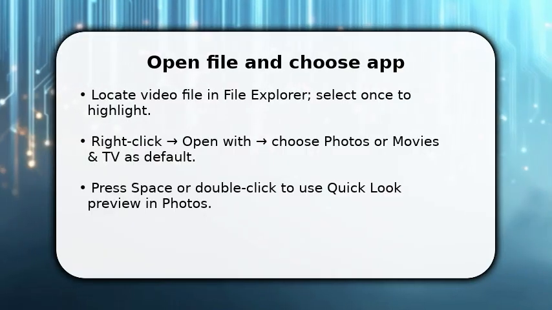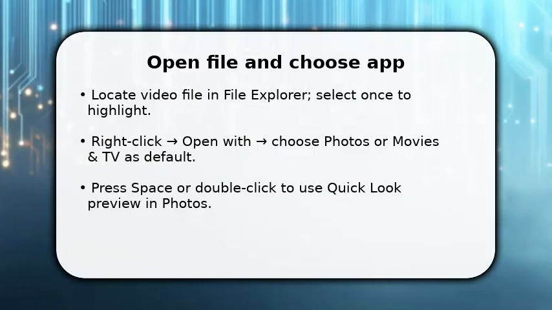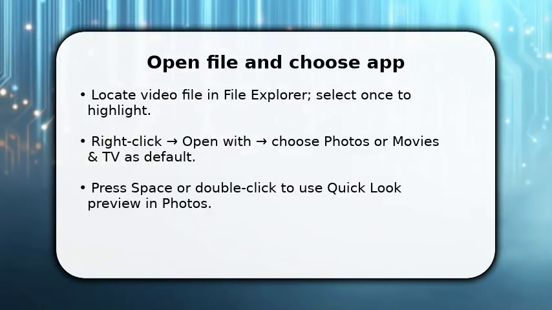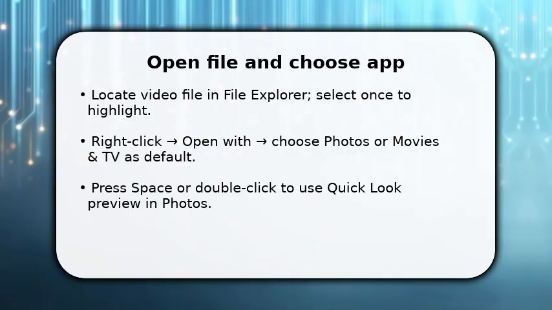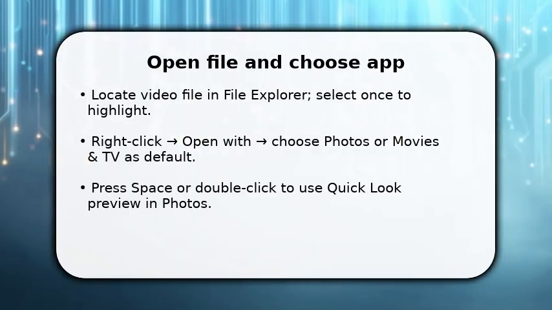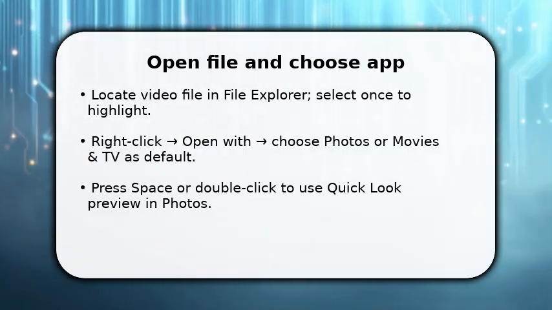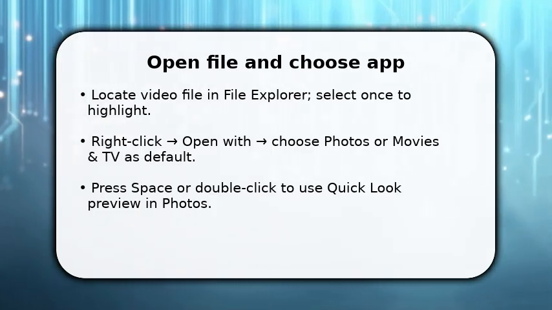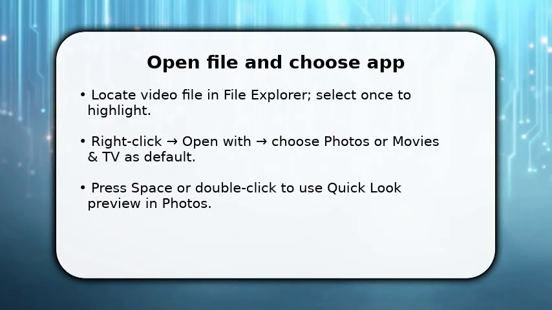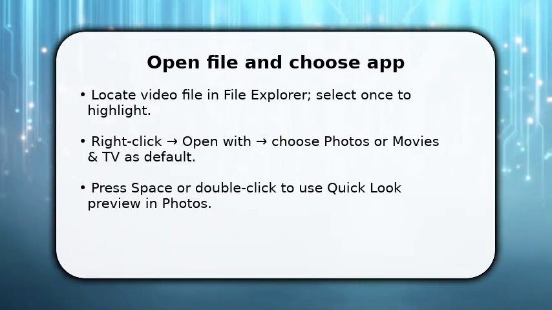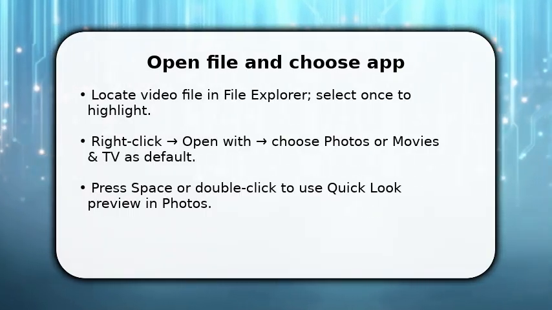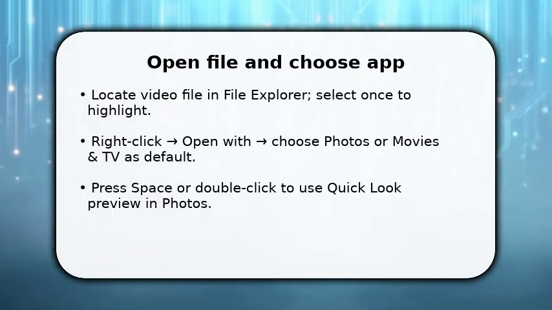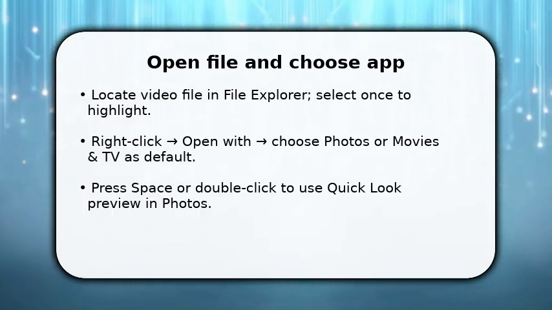You start by opening File Explorer and finding the video you want to preview. Once done, right-click the file and choose Open With, then pick Photos or Movies and TV so you get the built-in preview player. Make sure to select Set as Default if you preview this format often. That saves time later. If you prefer keyboard speed, press Space after selecting the file to open it quickly in the Photos app for a fast visual check.